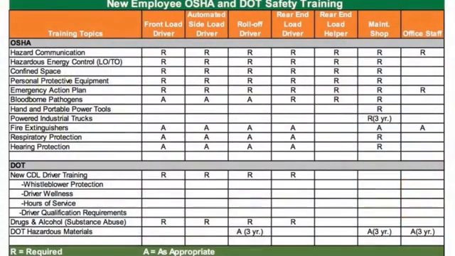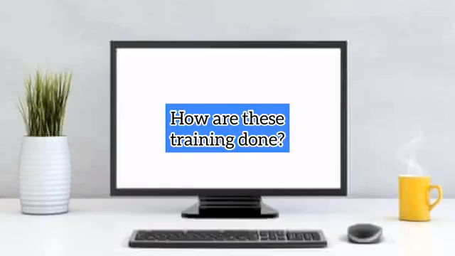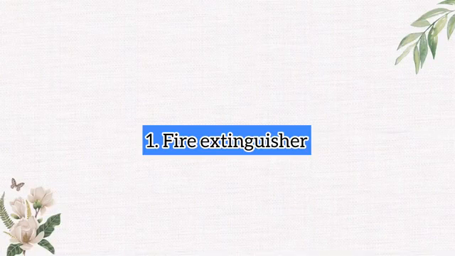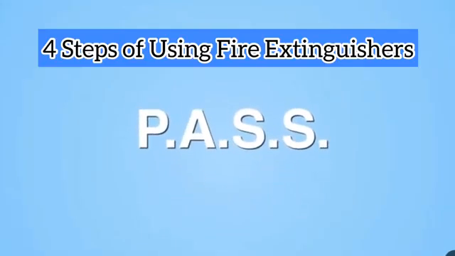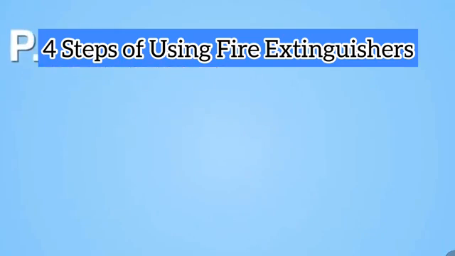Here are OSHA's training topics that will be trained initially. Here is how some of the training is done. Number 1 is the fire extinguisher. There are 4 steps of using the fire extinguisher.